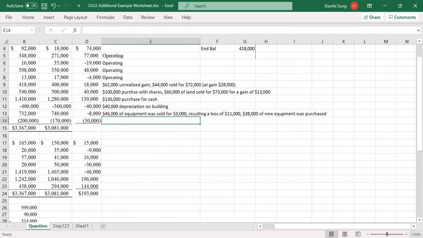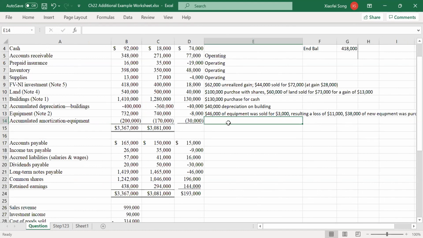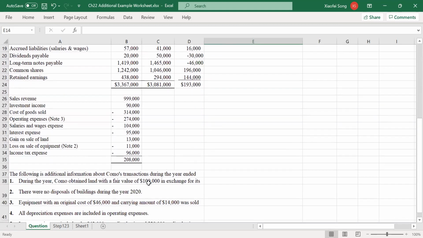So now the cumulative depreciation for the equipment is 30,000. Now we can't assume all that is depreciation expense because we have equipment sold and the sold equipment was depreciated, so we have to account for that. So we know what that is because we were told the carrying value of the sold equipment is 14,000 and the cost is 46,000. So that implies the cumulative depreciation is 32,000, right?